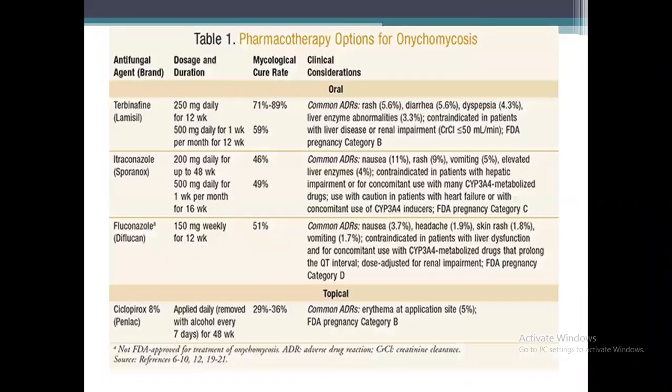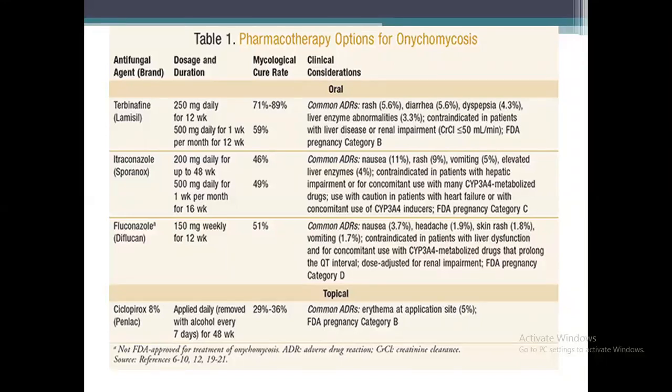Here is an overview of some treatments which are used very commonly for onychomycosis. Terbinafine 250 mg daily for 12 weeks. Mycological cure rate is 71 to 89%. And also we have another option of treatment, which is pulse therapy, where we give the treatment for 1 week and then we stop it. And again, after 1 month, we continue the therapy for 1 week. And again, we continue it till 12 weeks in this disease. It is 500 mg daily for 1 week per month for 12 weeks.